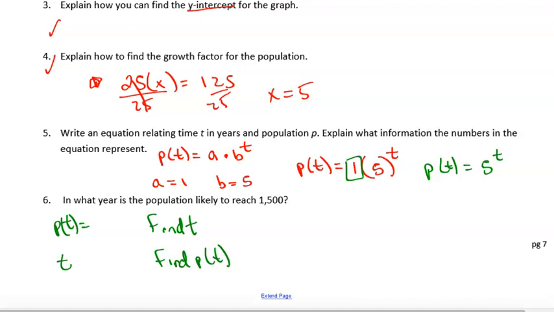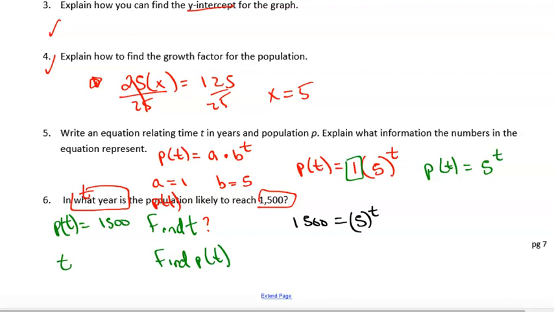So, in what year is the population likely to reach 1,500? What am I giving you here? Am I giving you the year, or am I giving you the population, the P of t? The year is t, the population is P of t. I'm asking what year, so I'm not giving you the year, I'm giving you the population. So P of t is equal to 1,500. If I substitute in, when does 1,500 equal 5 to the t power?